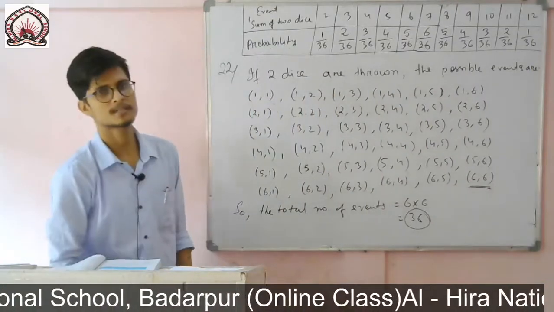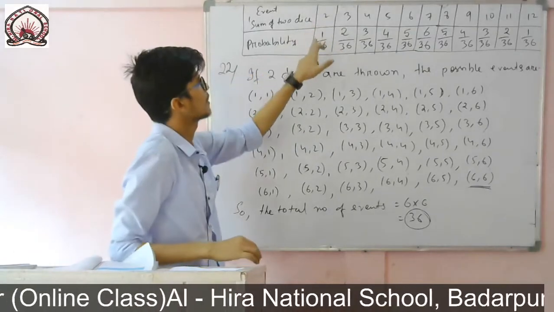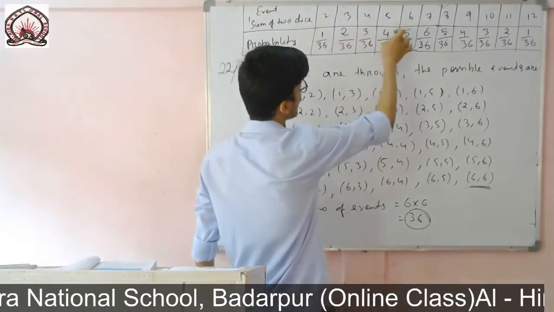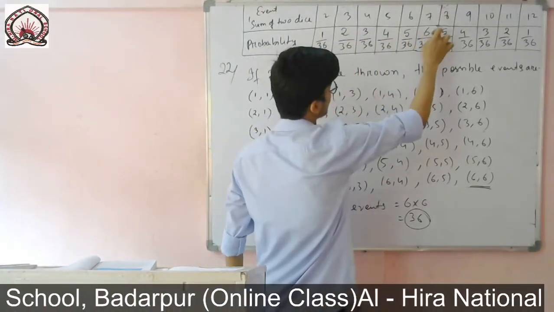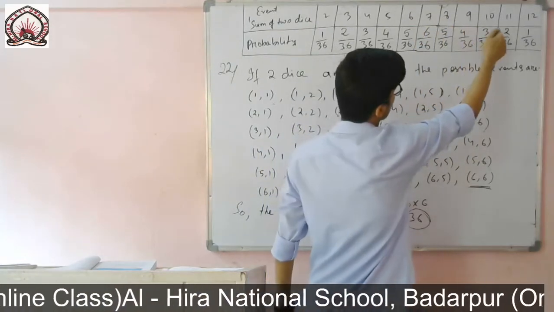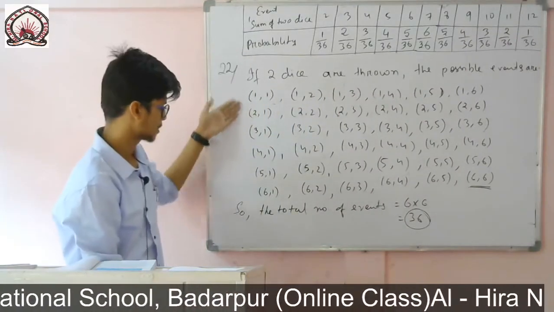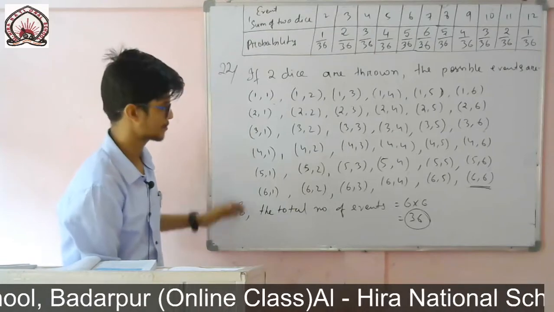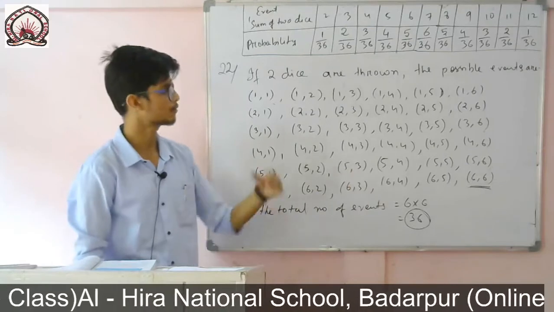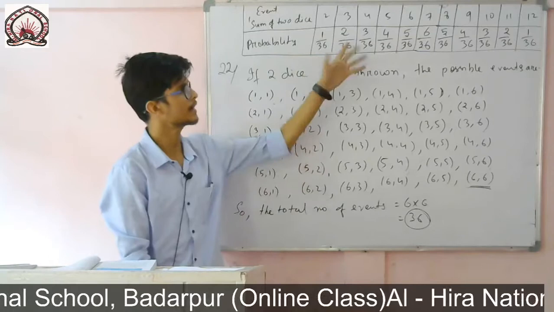So after writing this table, you can observe there is a pattern. For 2 it goes on increasing up to 6: 1, 2, 3, 4, 5, 6. Up to 7 it increases, then again it drops. So 7 is the midpoint. Then again it drops: 5, 4, 3, 2, 1. You can remember it like this also, but before that you have to find all these possible outcomes. Then only you can do it like this. Or else you have to do it one by one. You have to find the probability one by one, and after finding all the probabilities, then you have to fill this table.